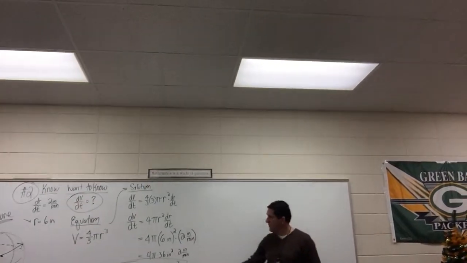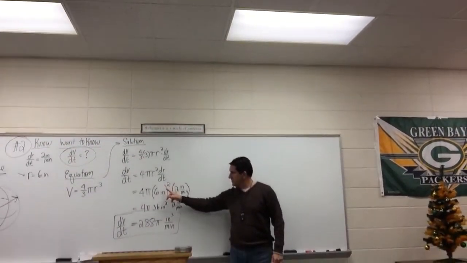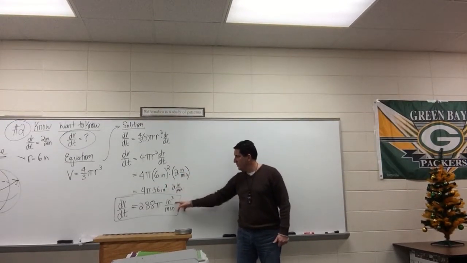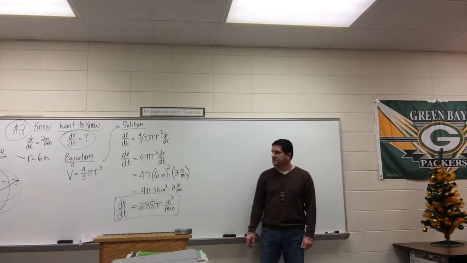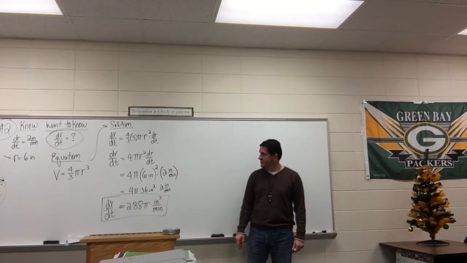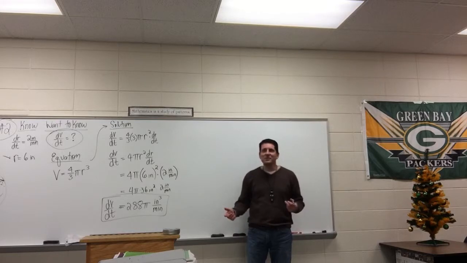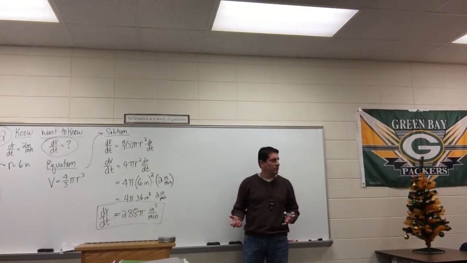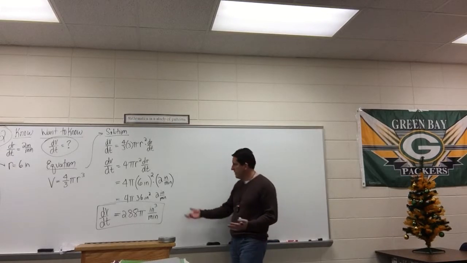Where did the inches cubed come from? Inches squared times inches per minute gives you inches cubed per minute. It's a volume. How's the volume changing? It's got to be the cubic measure. So it's cubic inches per minute.